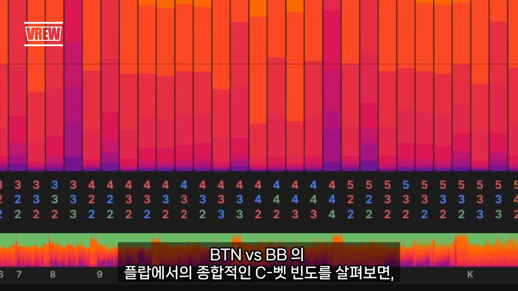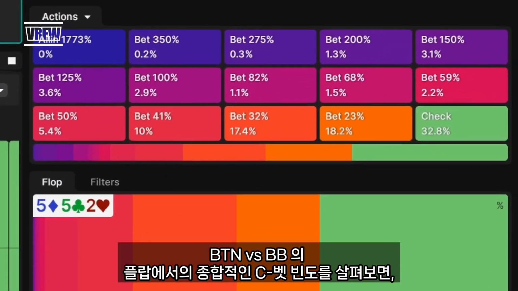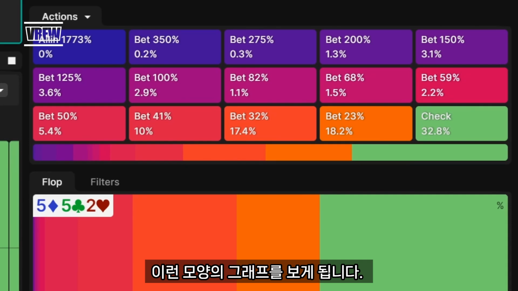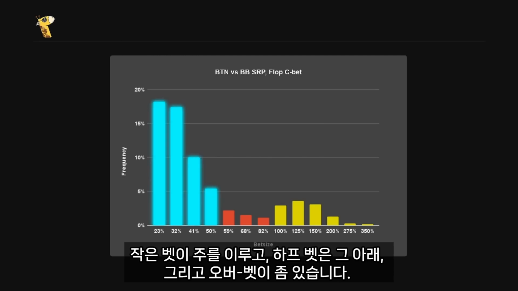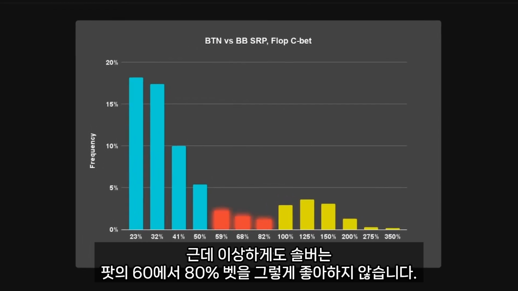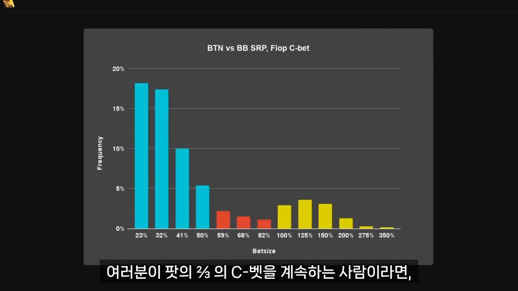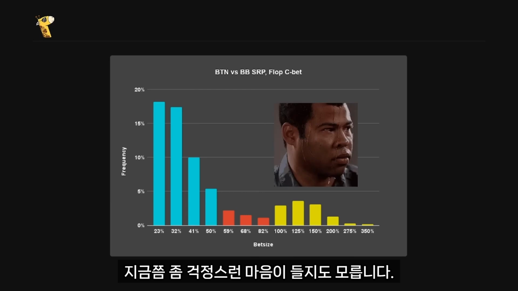If you solve every possible flop for button versus big blind and aggregate button's c-betting frequency, you end up with a graph that looks something like this. Plenty of small bets half pot and below, and quite a bit of overbetting as well. But strangely, the solver really doesn't like betting 60 to 80% pot. If you're someone who regularly defaults to c-betting 2/3, you might be feeling a little worried right now.